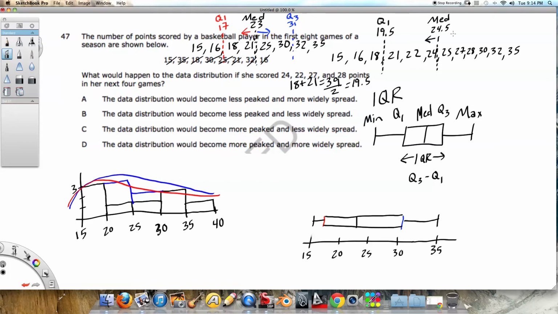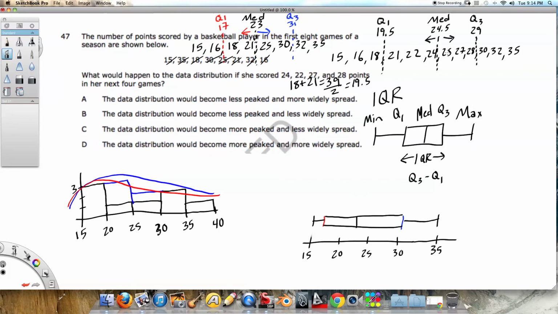Now Q3 is going to be the median of the top half. Again, there are 6 numbers. Half of 6 is 3, and since it's even, it's going to be 3 on each side. So my Q3 is going to be halfway between 28 and 30. So that means Q3 shows up at 29 now. So let me show what this new graph would look like.